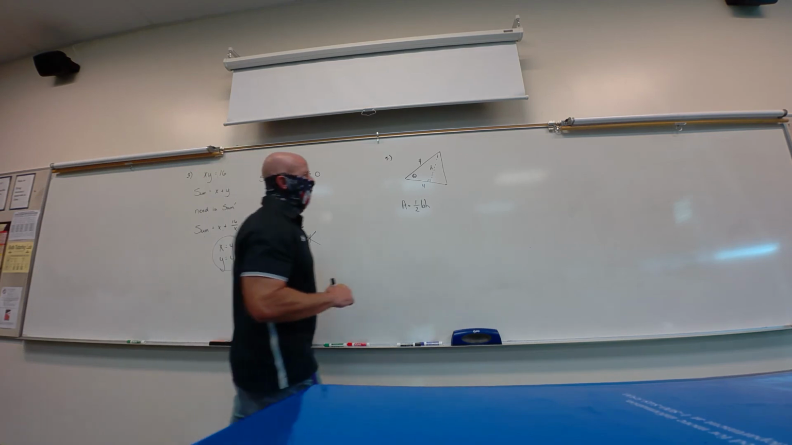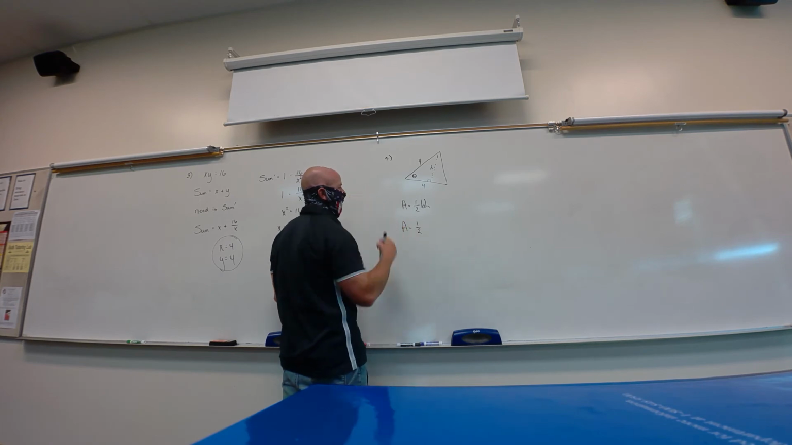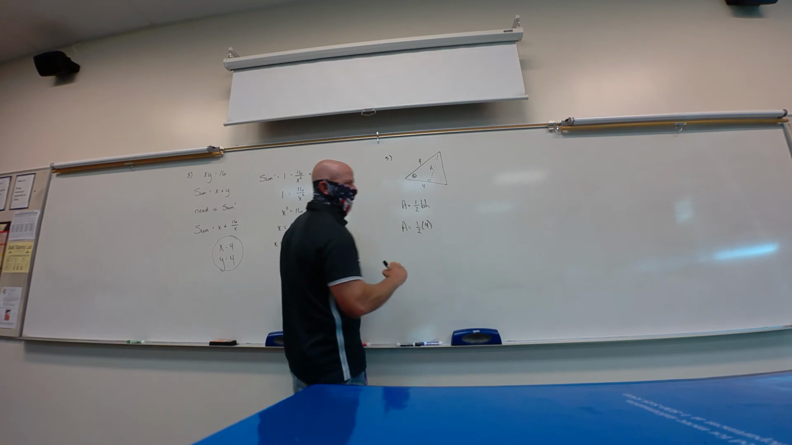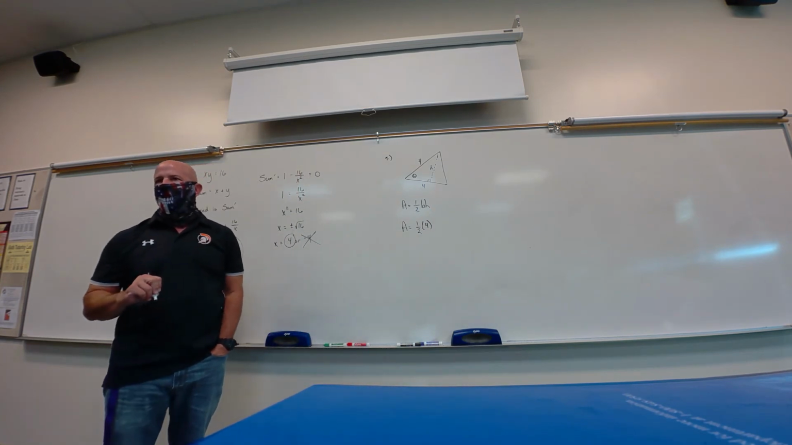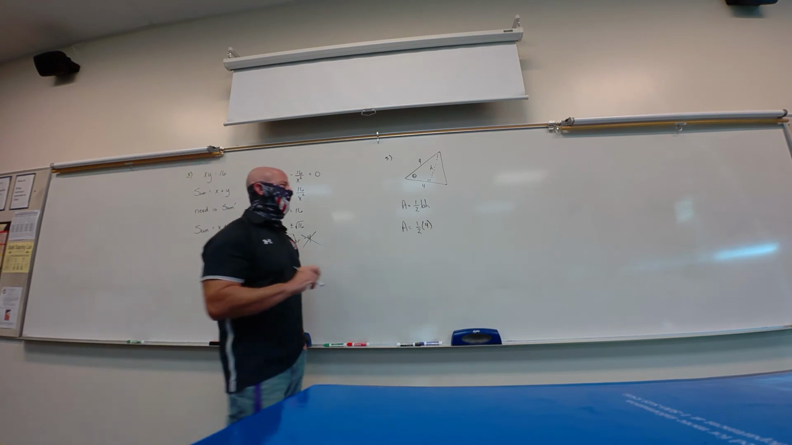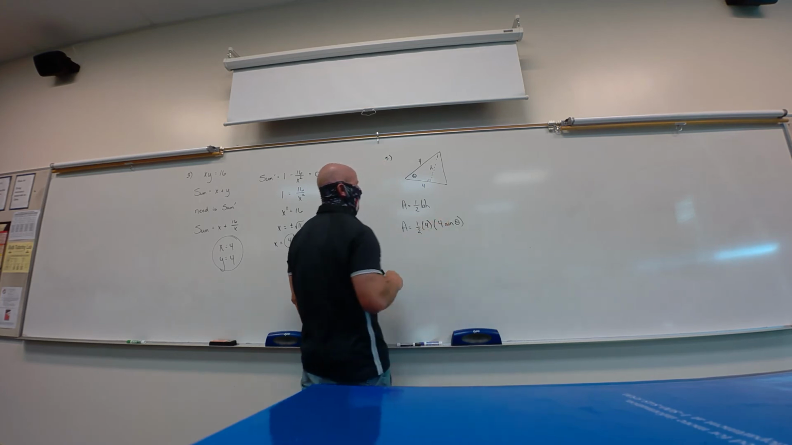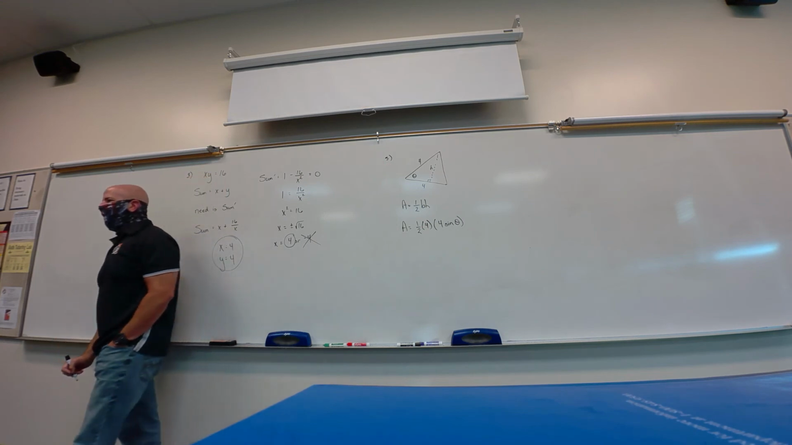So let's get our formula here. Area, 1/2. All right. Base is 4. I've got that piece. The height would be 4 sine theta. Here's where I'm coming up with the height.